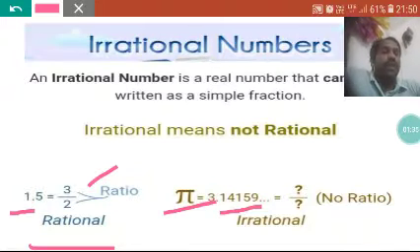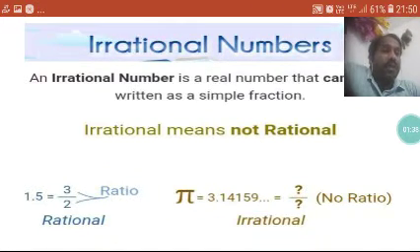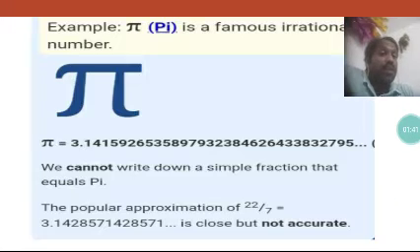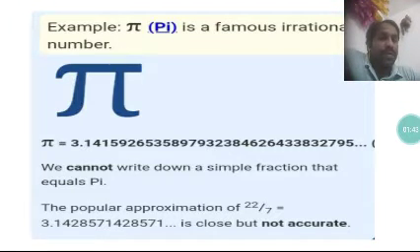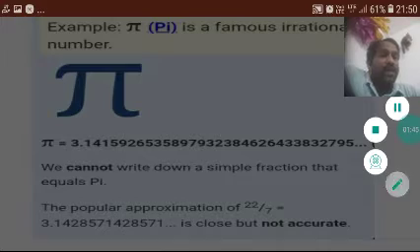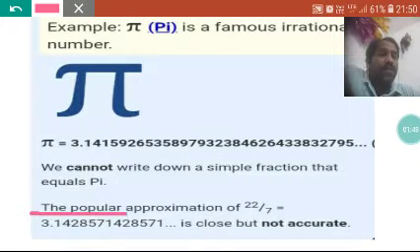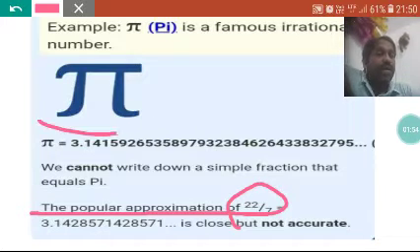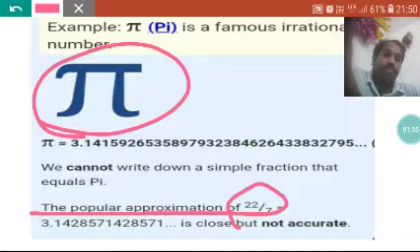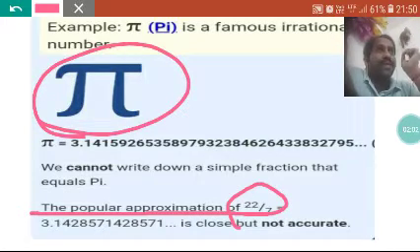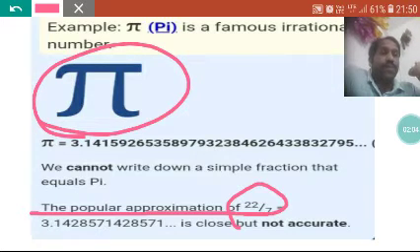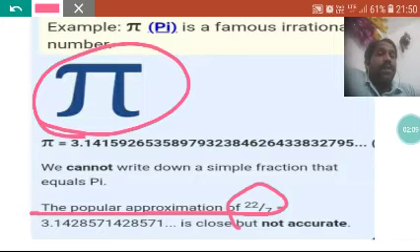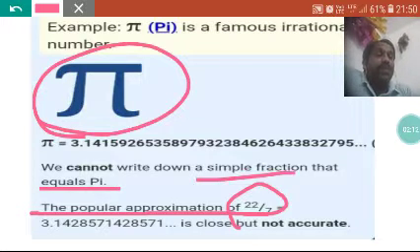Very good. So pi is not rational, it is an irrational number, but it is approximately equal to 22/7, which is a rational number. 22/7 is a rational number, but pi is not a rational number. It's confusing, no? So this is called mathematics. We have to learn each and every minute detail. So understood? See, pi cannot be written as a simple fraction.